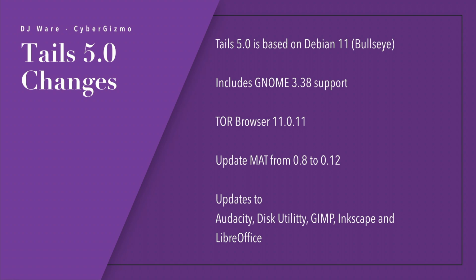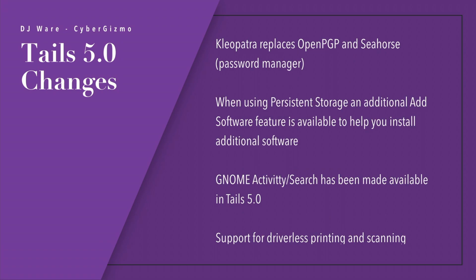MAT was upgraded from 0.8 to 0.12. That's not a downgrade, it is an upgrade. There are also updates to Audacity, the disk utility, the spell checker, GIMP, Inkscape, and LibreOffice in this release. They have also replaced OpenPGP and Seahorse; Seahorse was the original password manager on it, along with Kleopatra. I'll also show you how to set up persistent storage today, and if you do that, you get the ability to add additional software to the system.